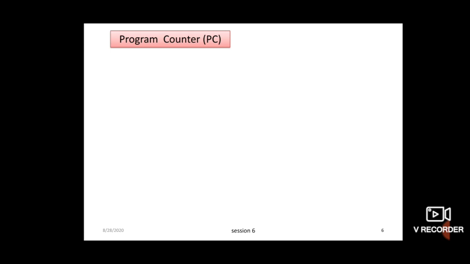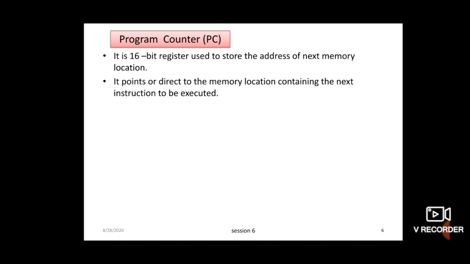Now next is the program counter, very important. The program counter is a 16-bit register. What is a program? A program is a sequence of instructions. In the microprocessor, the program counter is a 16-bit register. The microprocessor fetches these instructions from memory and executes them sequentially.